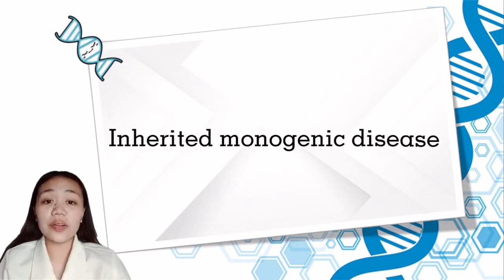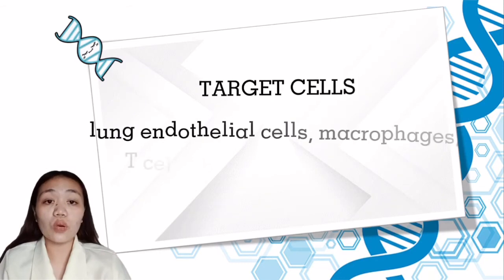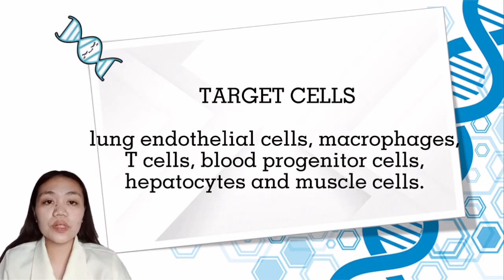Second is inherited monogenic disease, and the target cells are lung endothelial cells, macrophages, T cells, blood progenitor cells, hepatocytes, and muscle cells. Monogenic disorders or diseases are caused by variation in a single gene and are typically recognized by their striking familial inheritance patterns. Examples include sickle cell anemia, cystic fibrosis, and Huntington disease.